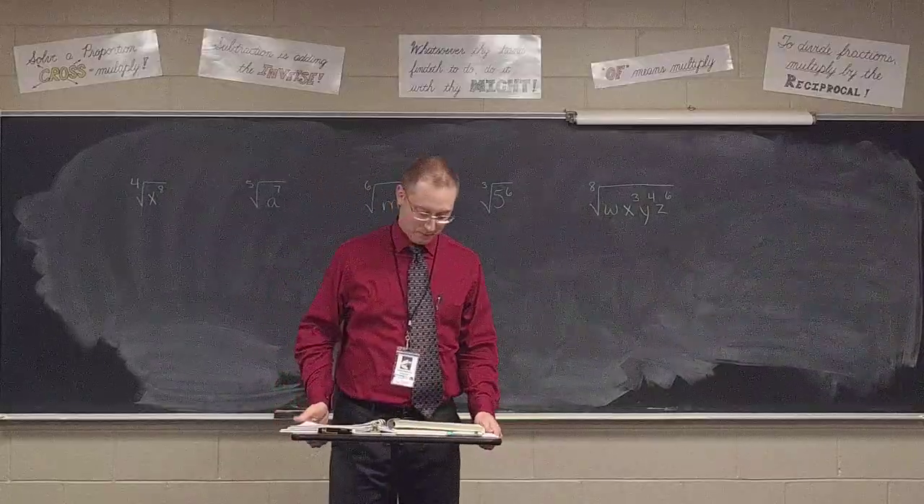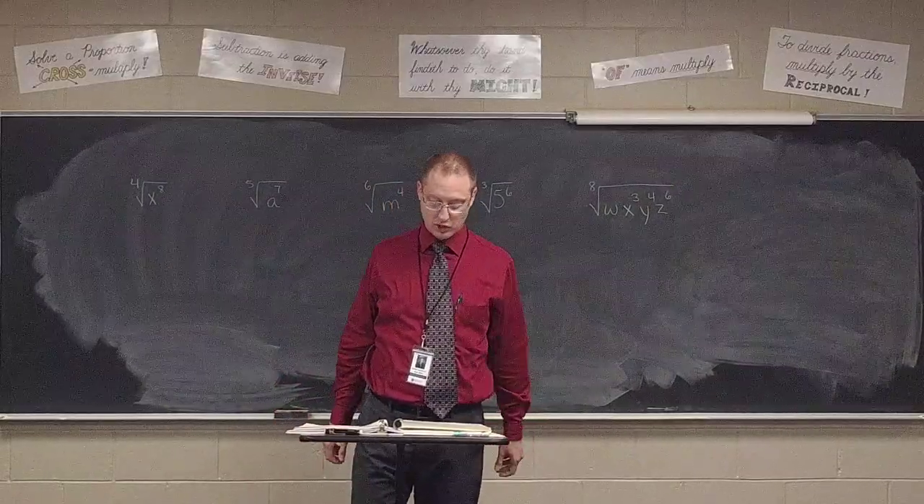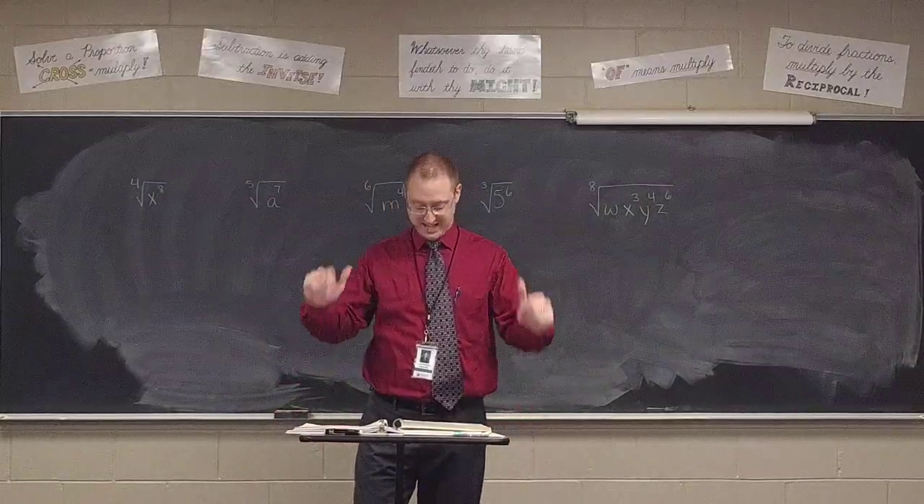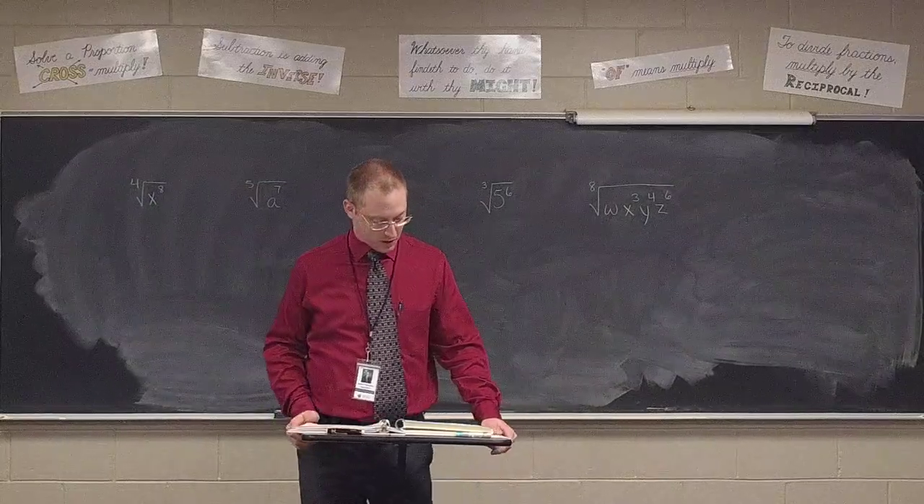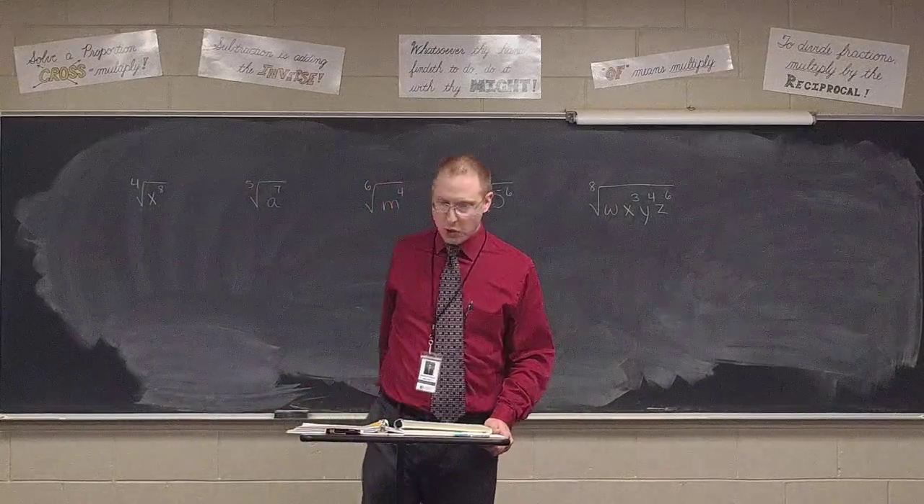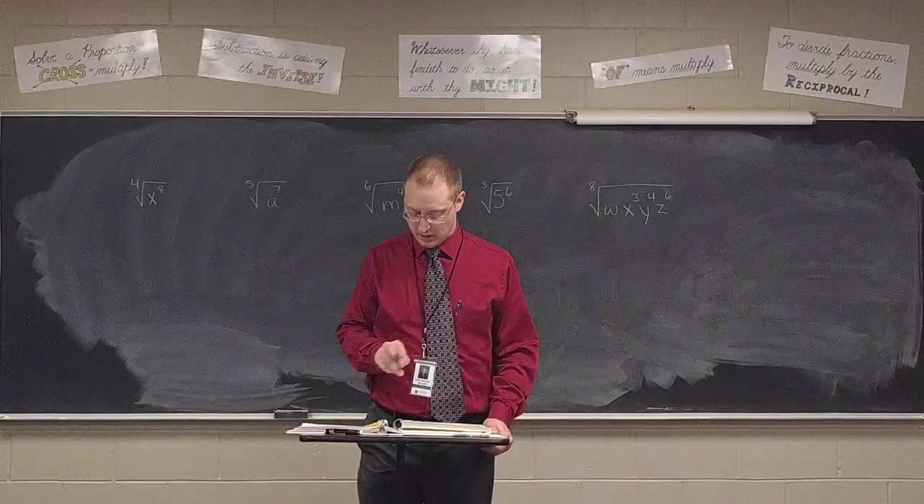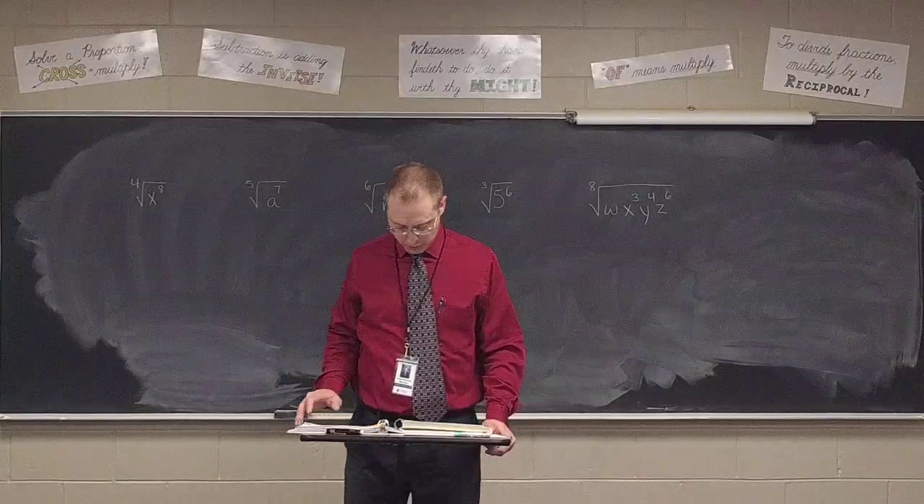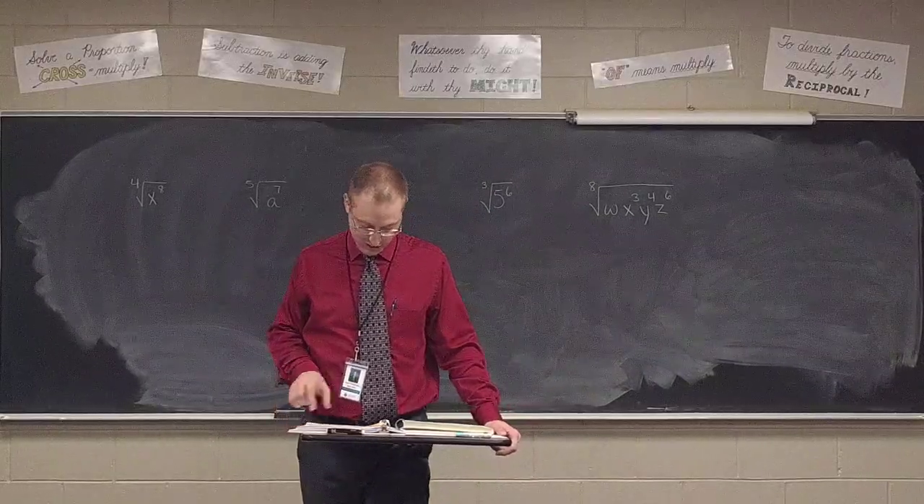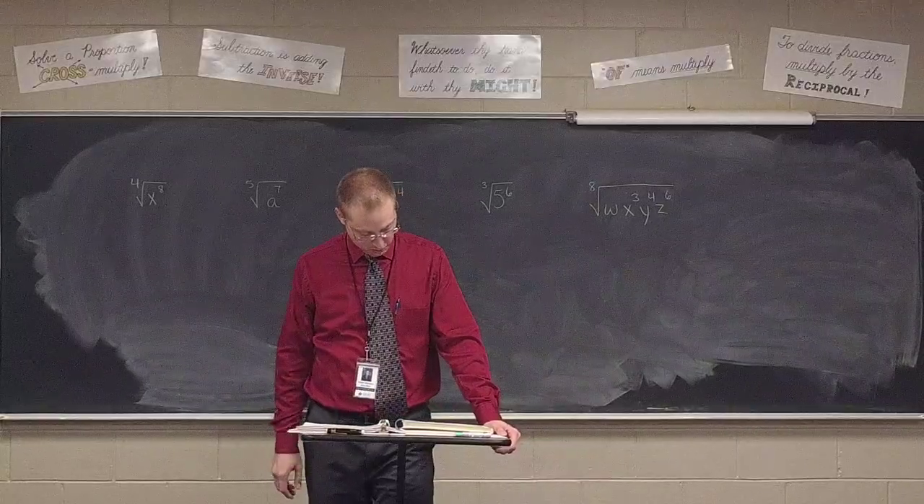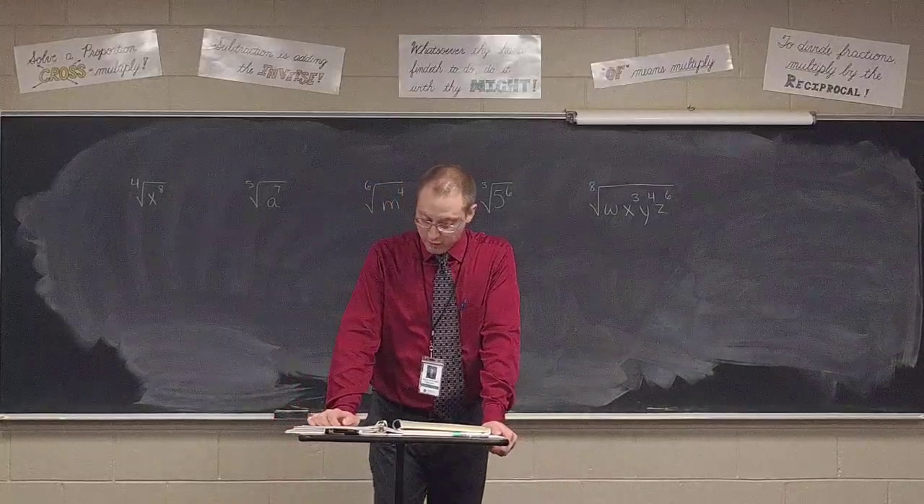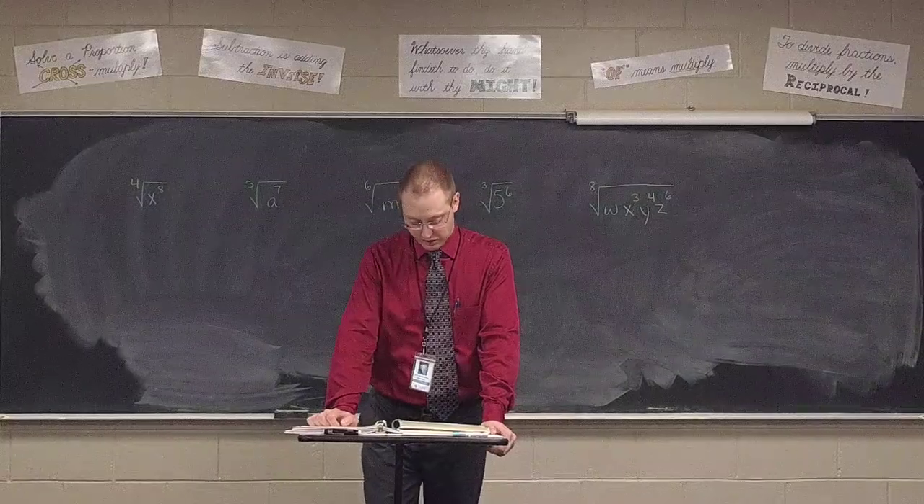All right, let's see how we did. Number 9, class, the square root of 49 is 7. We should have known that one pretty well. Square root of 121 is? 11. The cube root of 8 is 2, because 2 cubed is 8. The cube root of 125 is 5, because 5 cubed is 125. The square root of 225 is 15.